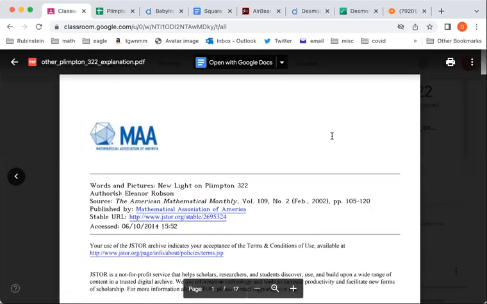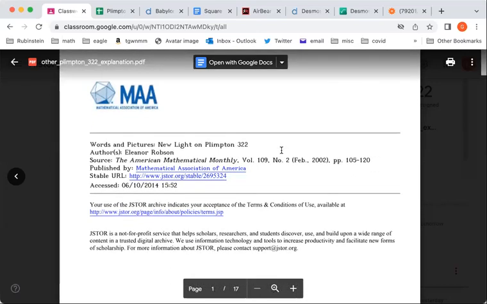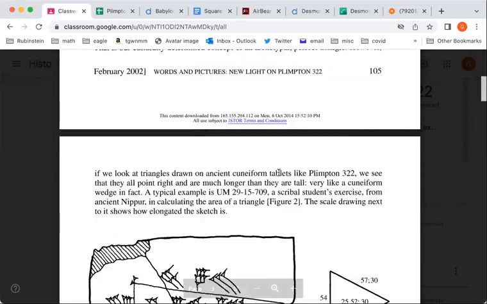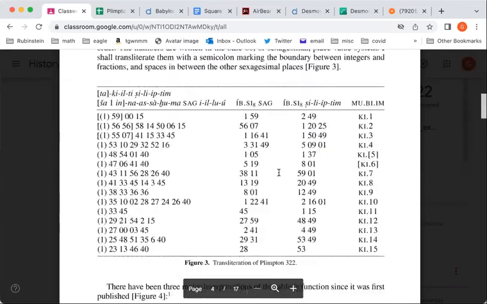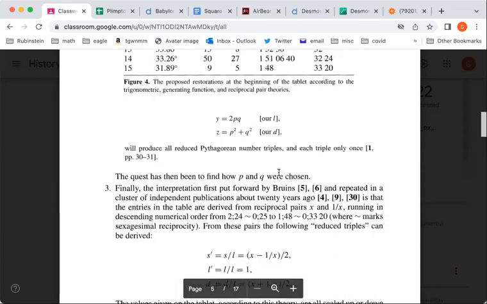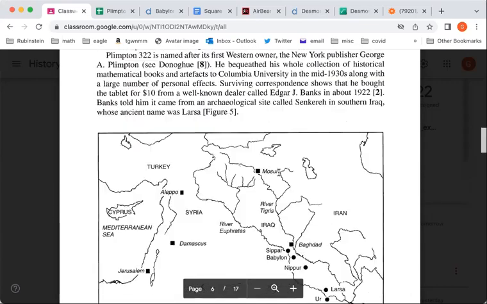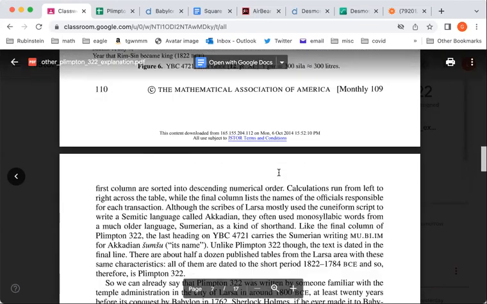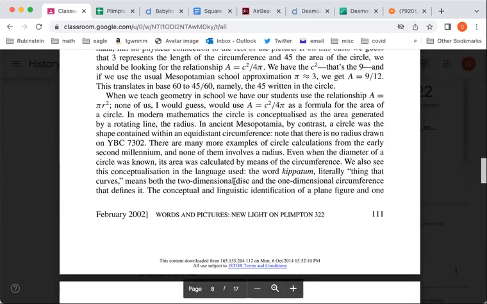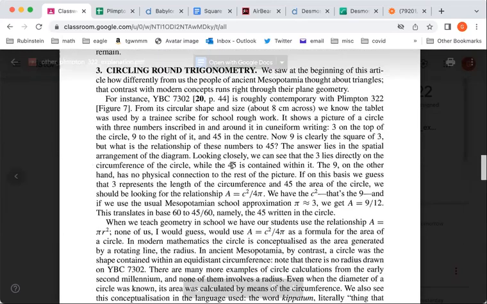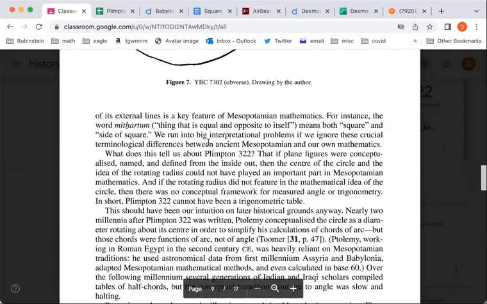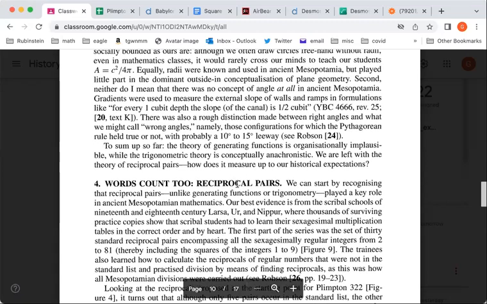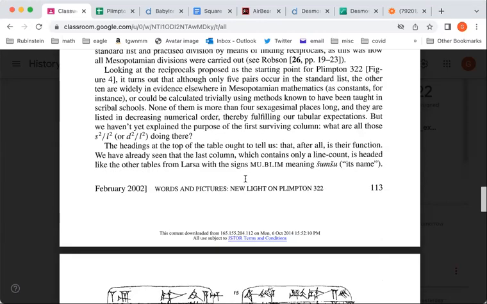The other is this article, which I've never even fully digested because it's 17 pages long. They go through all the different theories over the years of Plimpton 322 and the different algorithms that it suggests, and they have pieces of other tablets that they compare to it, and all the different theories, whether trigonometry is related to it. They even have YBC in there, some other YBC. So here's the reciprocal pairs. That's the thing I was just telling you about, how reciprocal pairs are involved.